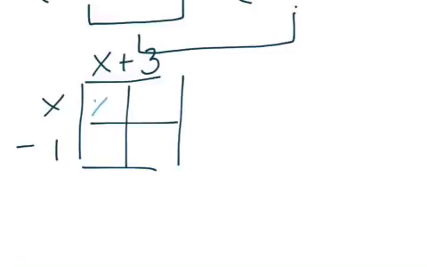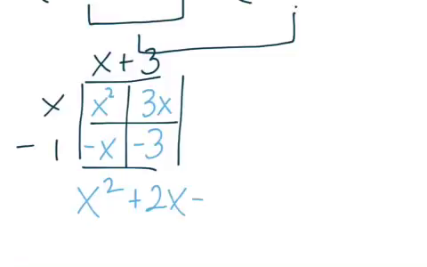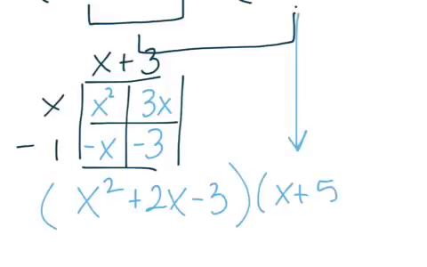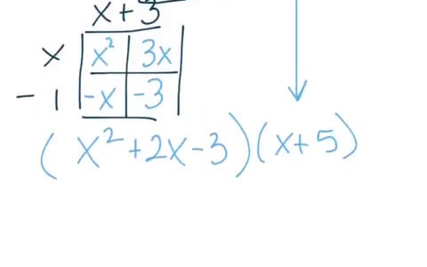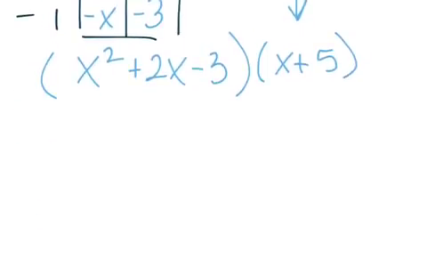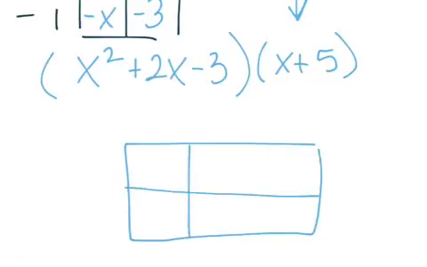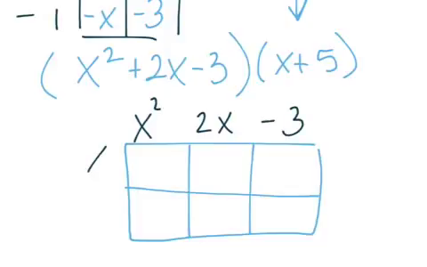All right, so x times x gives me x squared. x times 3 is 3x. Negative x, minus 3. So then all together I have x squared plus 2x minus 3. And now I'm going to multiply that by the x plus 5. So now I'm back to having a 3 by 2. I've got x squared, 2x, minus 3, x plus 5.